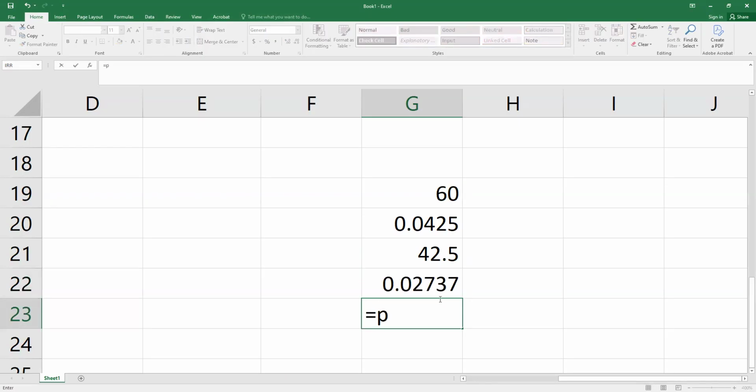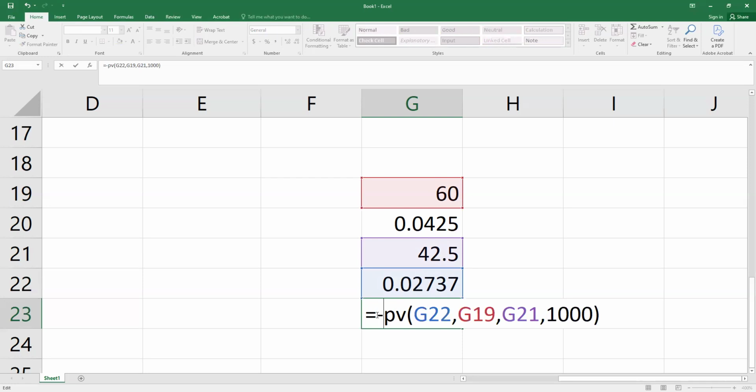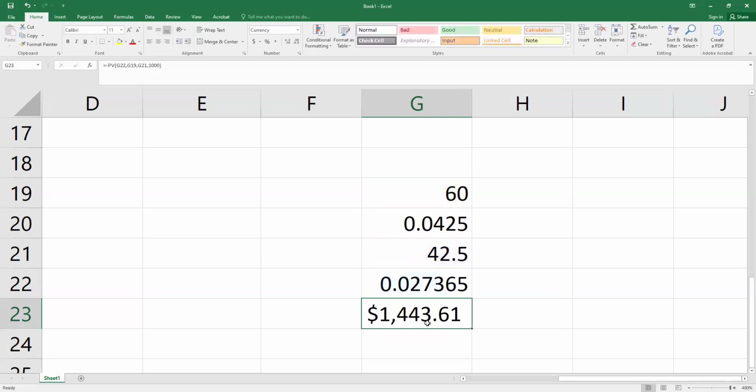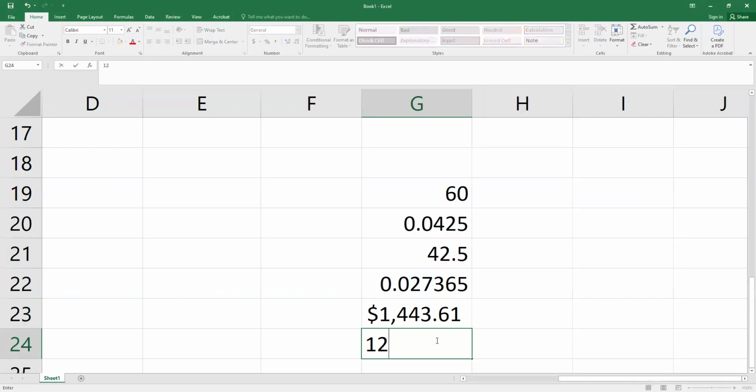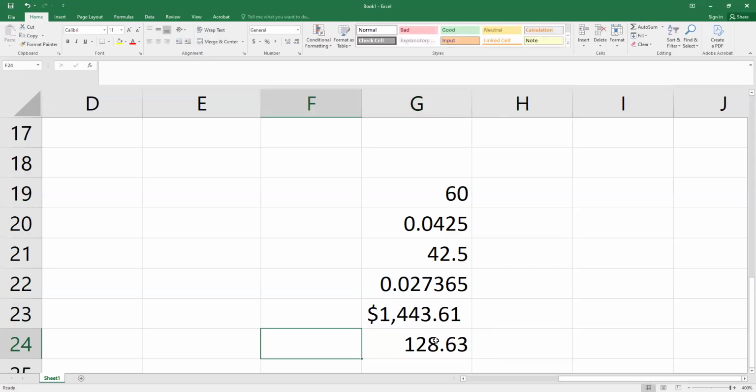So bond value is basically equal to rate, I'm going to use this. Number of periods, I'm going to use 60. PMT, I will use this. And future value is my 1,000. So this is the price that I would get. And you remember the quoted price was how much? 128.63, yes? 128.63, the quoted price.